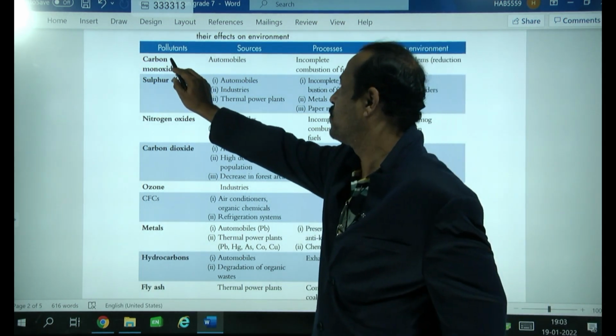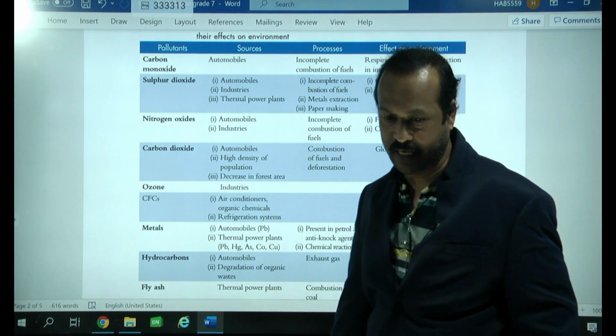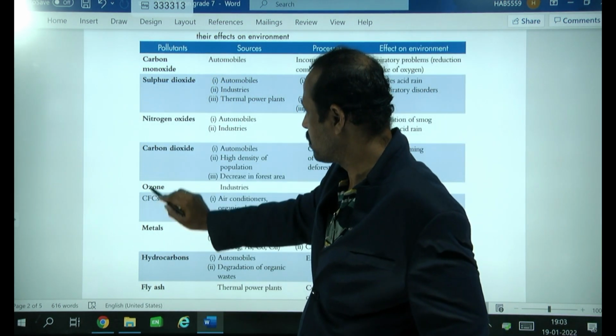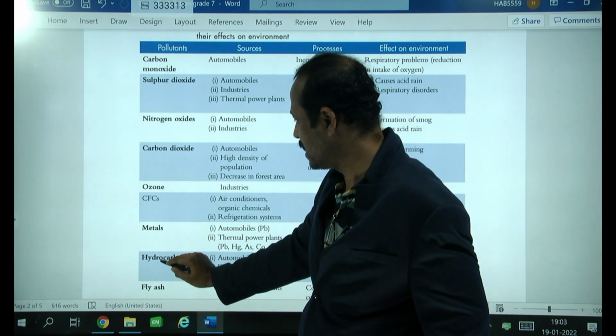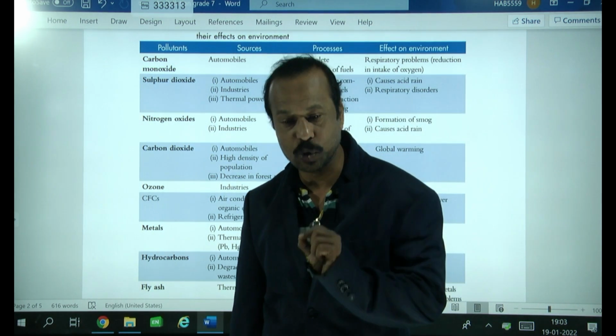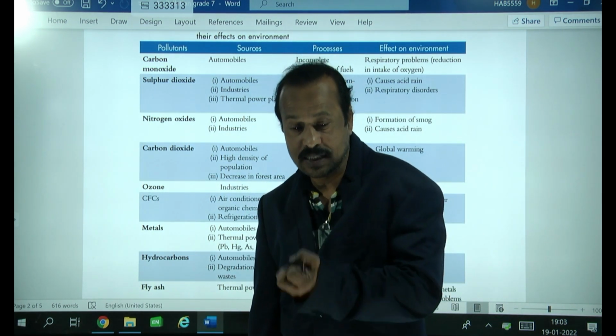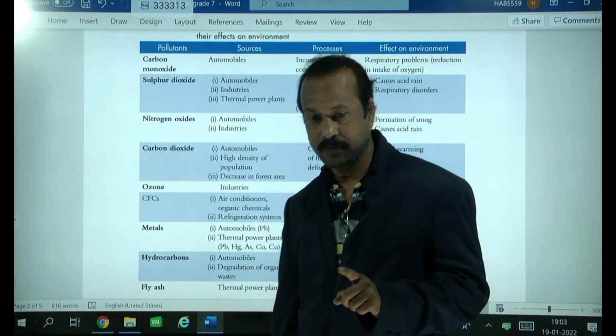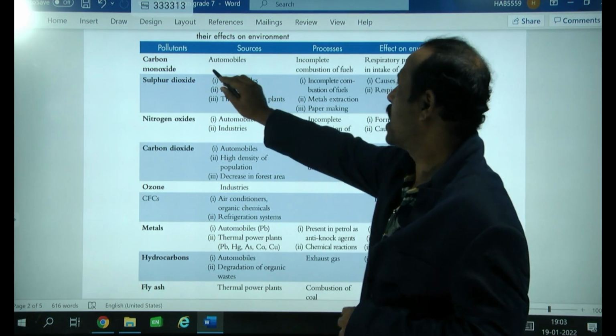See here, the pollutants are carbon monoxide, sulfur dioxide, nitrogen oxide, carbon dioxide, ozone, CFCs, metals, hydrocarbons and fly ash. All these come under pollutants. Pollutants are the substances which cause air pollution. Yes? So now, carbon monoxide.